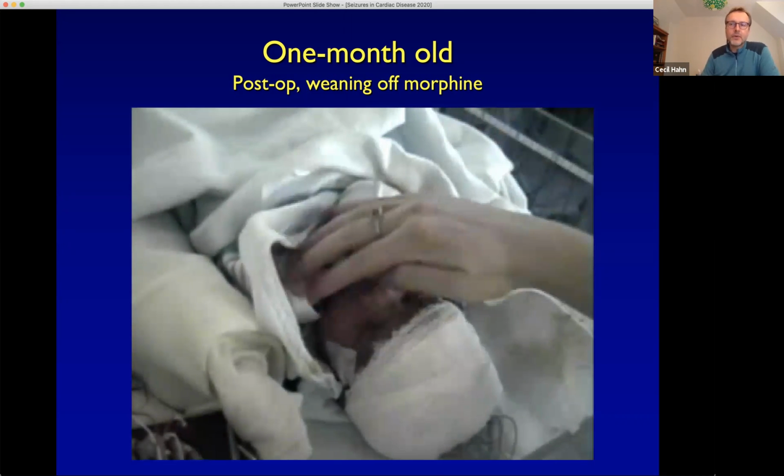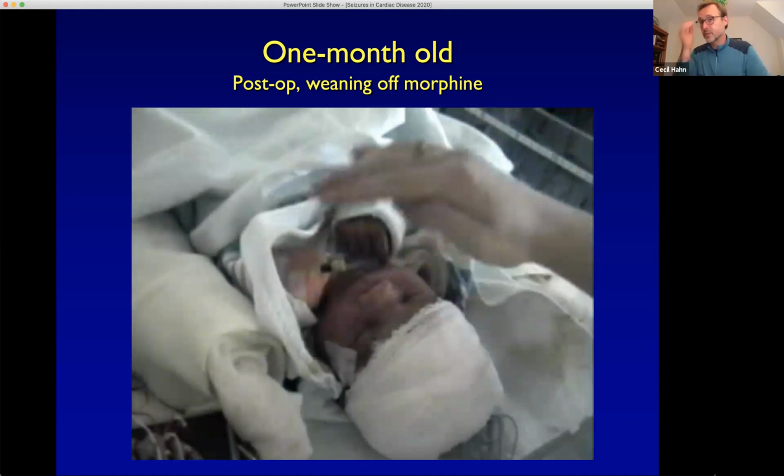And it's bilateral, so both arms are involved. We don't know if the rest of the body's involved because it's covered up. And it's a much different movement from what we saw in the other example, right? It's much faster. It's less of a jerking movement. It's more of a shaking movement, more of a tremor, a tremulous movement.